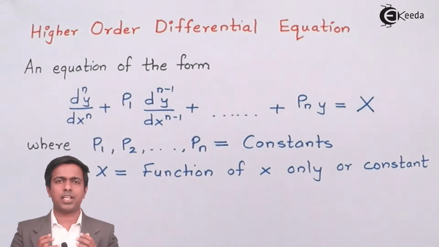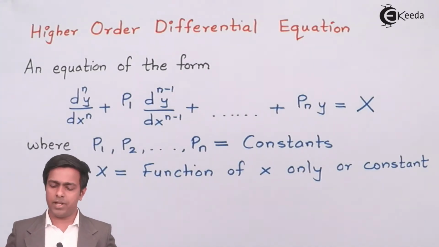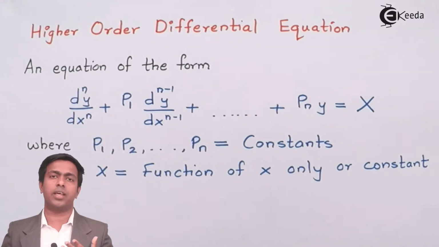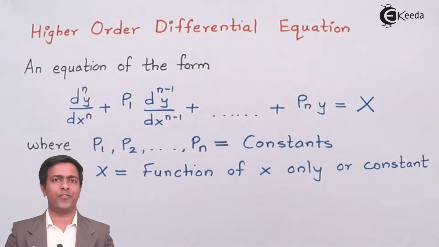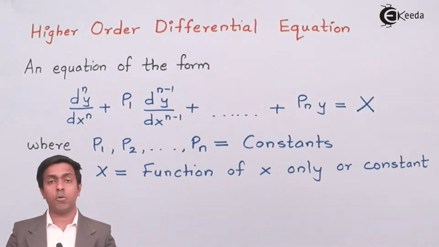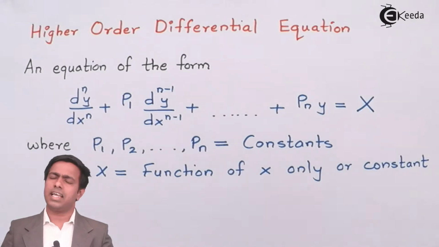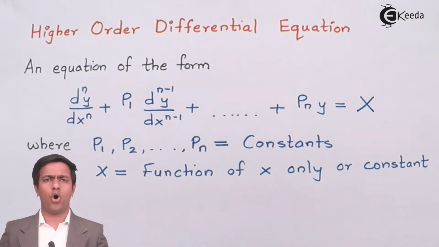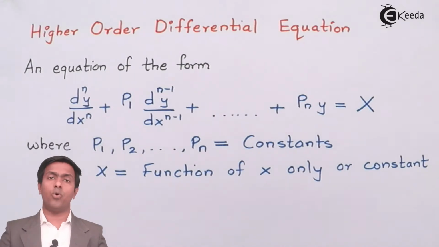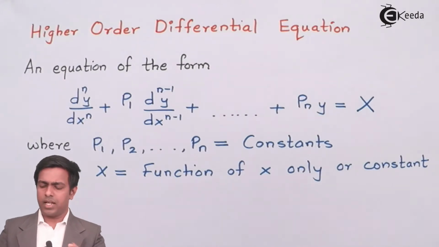Now why am I explaining this? Because in the next chapter we are going to learn higher order differential equation with variable coefficient. It means that time we will have this coefficient as a variable. So this is called higher order differential equation with constant coefficient. One more thing to note down: if you observe the right hand side, here I have written capital X. Now what does it mean? Capital X is any function of x only, or a constant. So it should have only the variable x or a constant. So that is the right hand side.